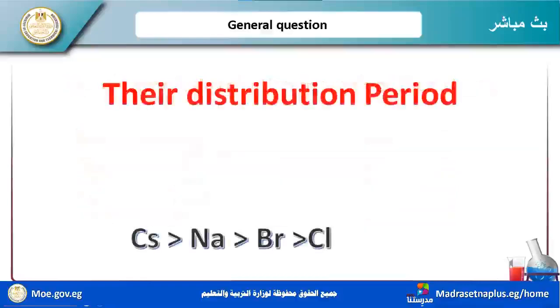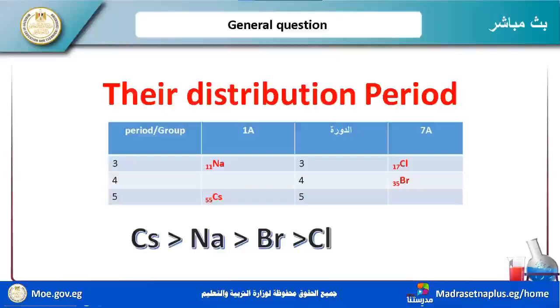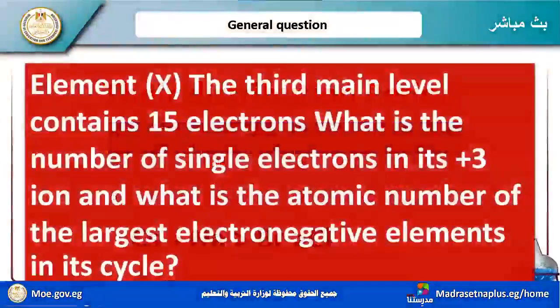The electronic configuration leads us to know the arrangement of these atoms in the periodic table according to atomic radius. Now cesium is larger than sodium, which is larger than bromine, which is larger than chlorine.